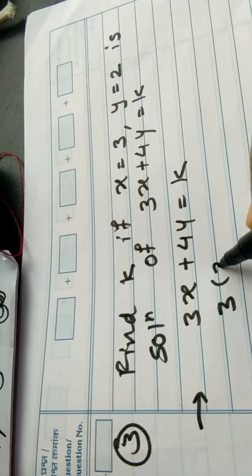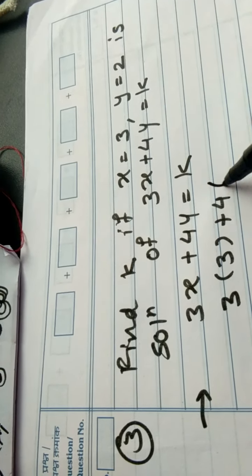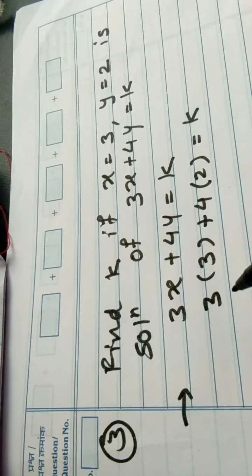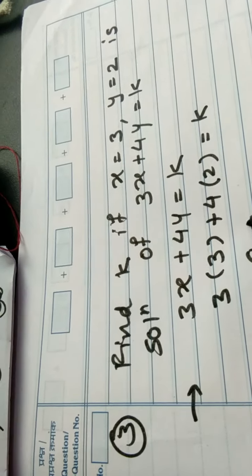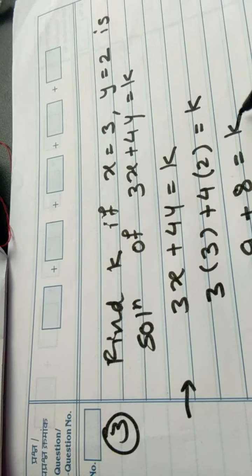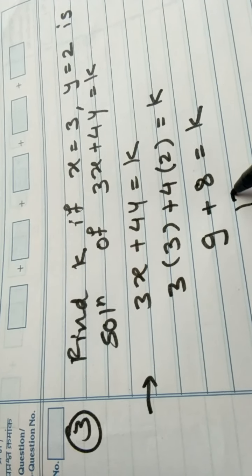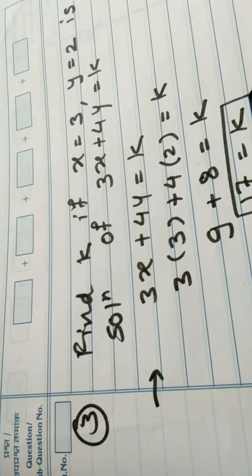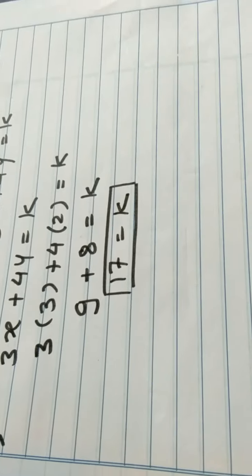3 into the value of x is 3, plus 4 into the value of y is equal to 2, is equal to k. 3 into 3, 9, plus 8 is equal to k. 9 plus 8 means 17 is equal to k. The value of k is 17. See, so simple example.